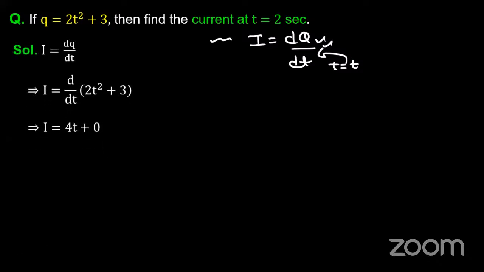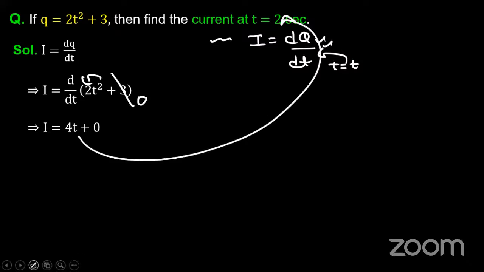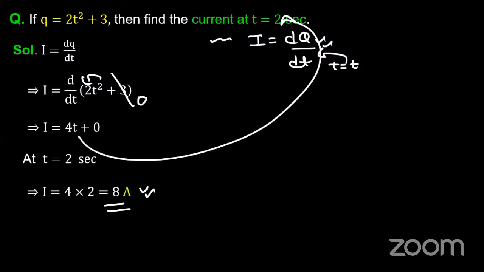And when you differentiate this, the 40 is a constant, so it becomes 0. So put t here, since the current is asked at 2 seconds. When you find it, the answer comes to 8 ampere. This is our right answer.